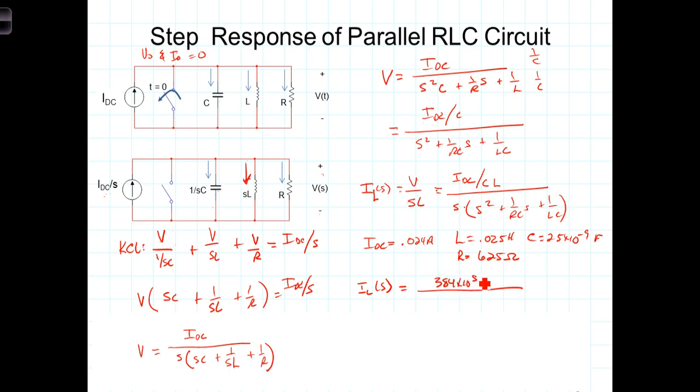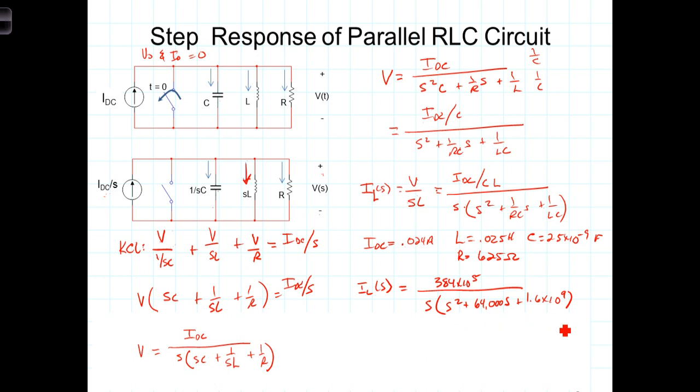In the denominator we have S times S squared plus 1 over RC, which turns out to be 64,000 S, and 1 over LC turns out to be 1.6 times 10 to the positive 9th. We're now ready to transform this back into the time domain by doing a partial fraction expansion on the roots of this denominator, and then using the Laplace tables to go back into the time domain.